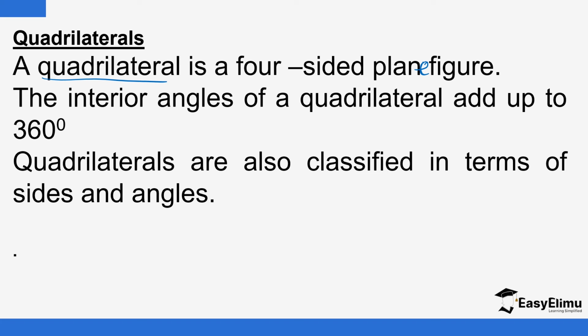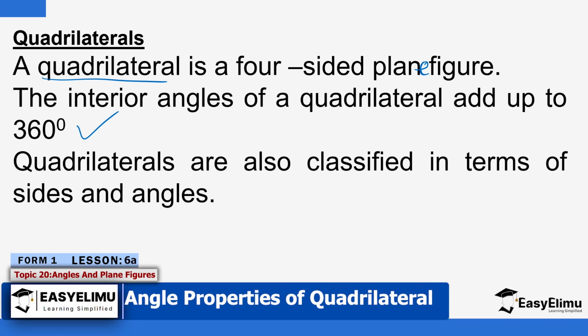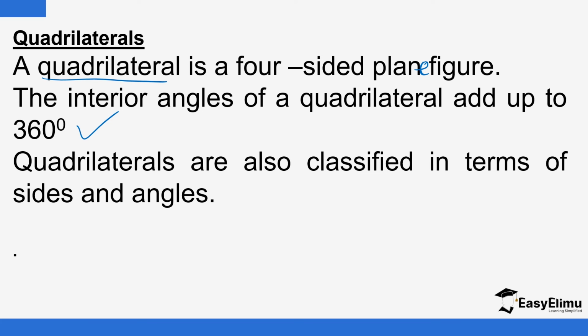One of the main properties involving quadrilaterals is that just like we saw in the previous case, we had the sum of interior angles in a triangle summing up to 180 degrees. We also have the sum of interior angles of quadrilaterals summing up to 360 degrees.